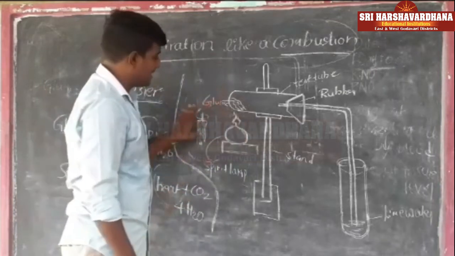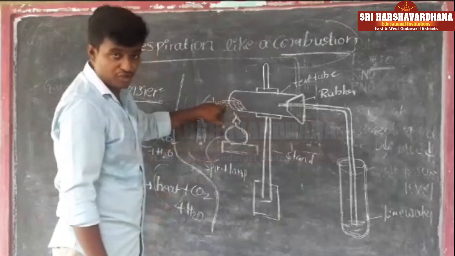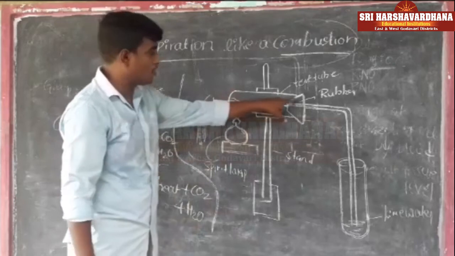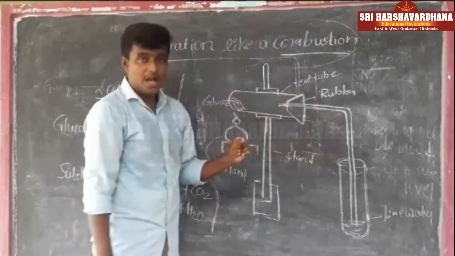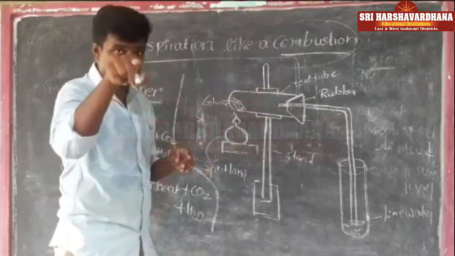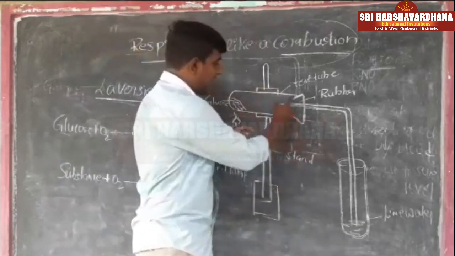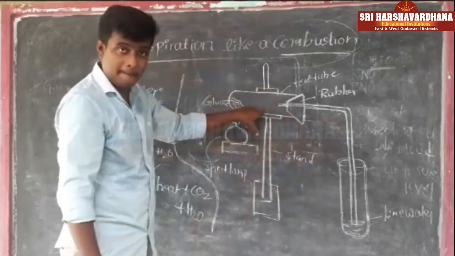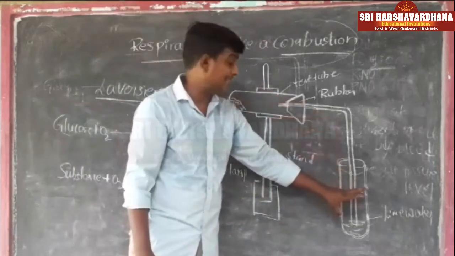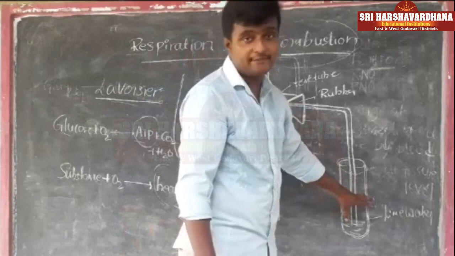So the materials I have taken are the glucose solution, which I kept inside the test tube. The mouth is covered with a rubber cork, and that cork has a glass rod, which is L-shaped. One side is kept inside the test tube, and the other side is kept in another test tube, and that test tube contains lime water.